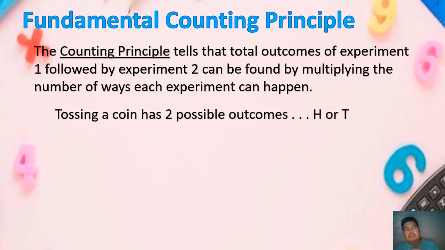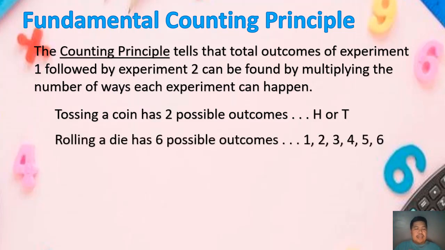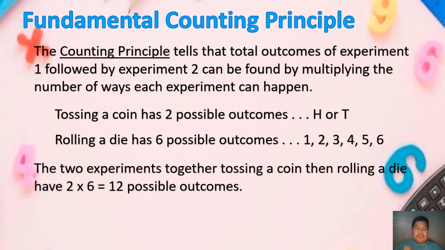Tossing a coin has 2 possible outcomes, which are the head and the tail. And rolling a die has 6 possible outcomes, which are 1, 2, 3, 4, 5, 6. So, therefore, the 2 experiments together, tossing a coin, then rolling a die, have 2 times 6, which is 12 possible outcomes. Sir, that seems to be the easiest, which is, we will only multiply the 2 experiments. Yes. So, the answer here is 12 ways or 12 possible outcomes.